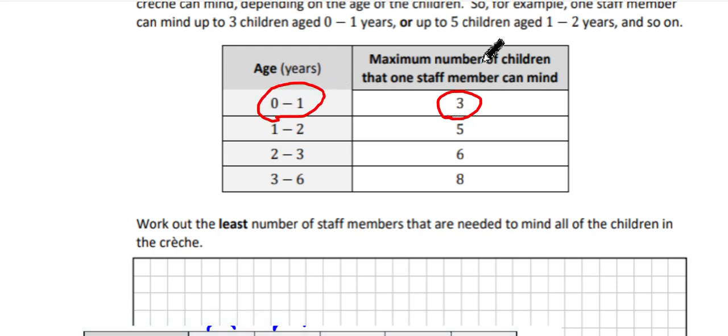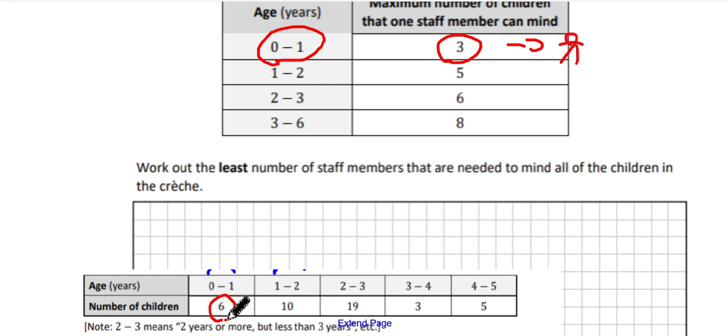The long story short is, if you have kids aged 0 to 1, you're allowed to have 3 of them for 1 staff member. 1 staff member is allowed to take 3 kids in this age region, yeah? How many kids do we have in that age region? How many staff members do I need? Would you be happy with 2 staff members? Because, yeah. Okay, next one.